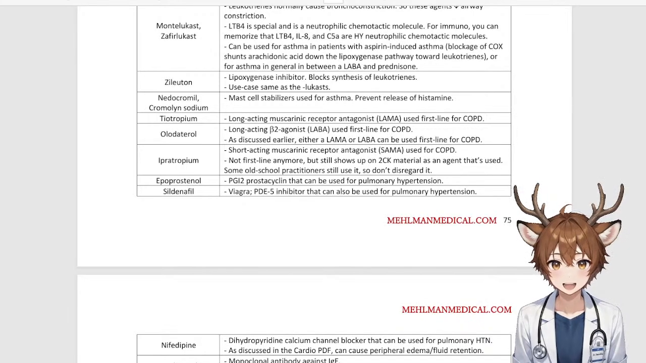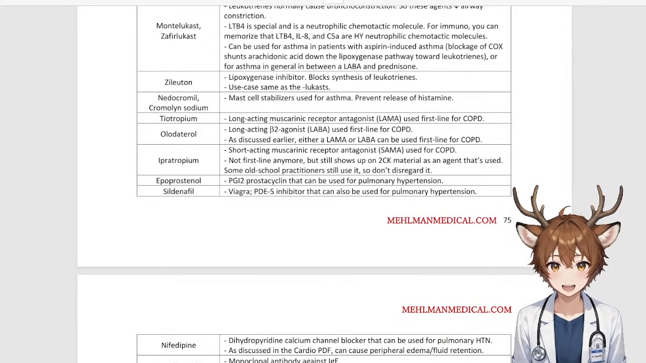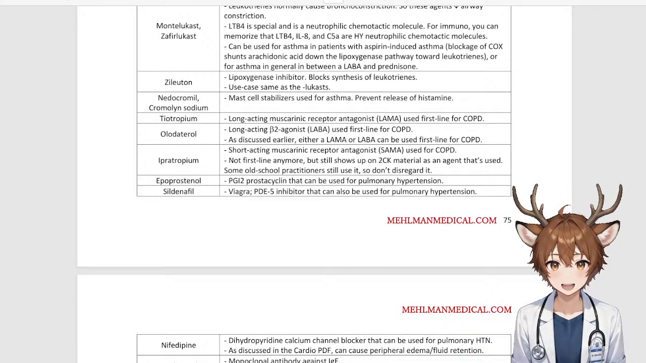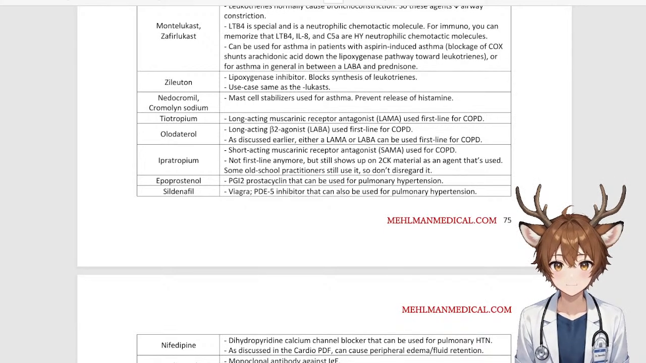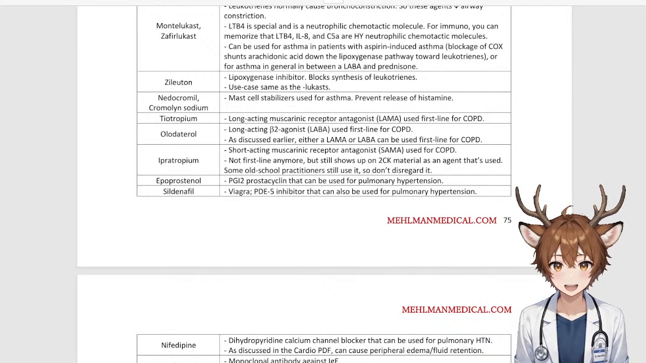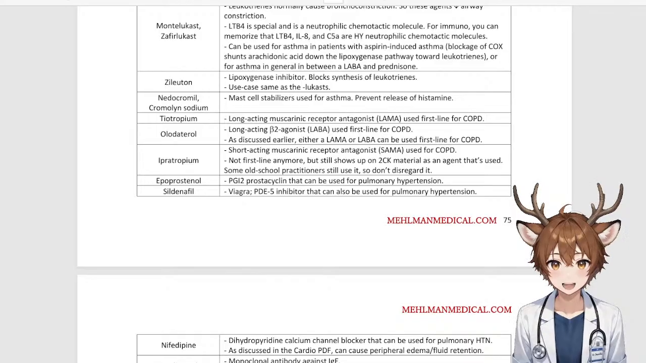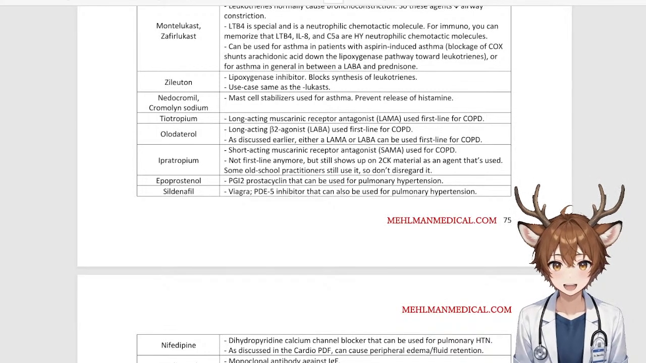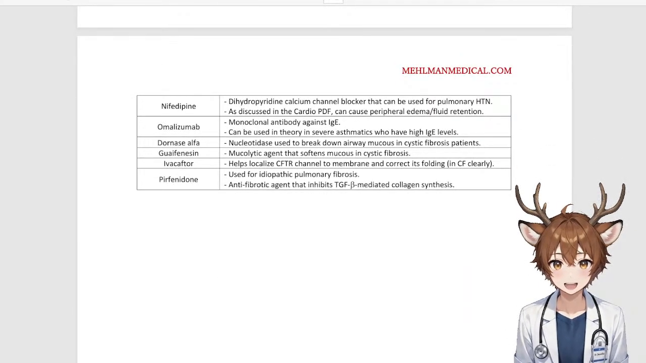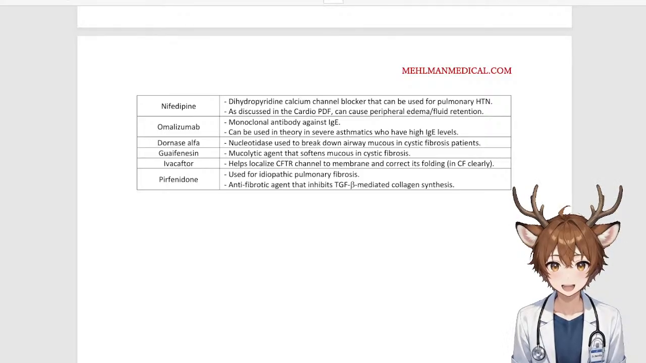Ipratropium, a short-acting muscarinic receptor antagonist, SAMA, is used for COPD, not first line anymore, but still shows up on Step 2 CK materials as an agent that is used. Some old school practitioners still use it, so don't disregard it. Epoprostenol, PGI2 prostacyclin, can be used for pulmonary hypertension. Sildenafil, Viagra, a PDE5 inhibitor, can also be used for pulmonary hypertension. Nifedipine, a dihydropyridine calcium channel blocker, can be used for pulmonary hypertension.